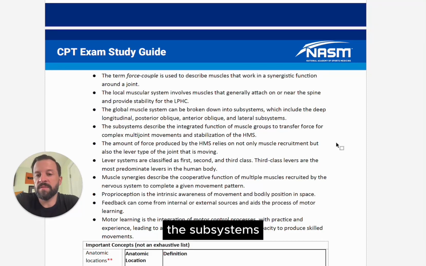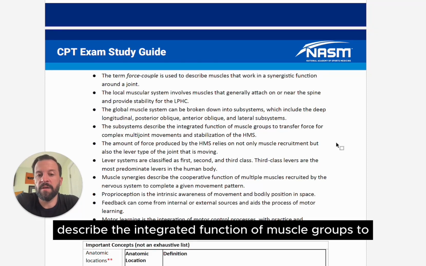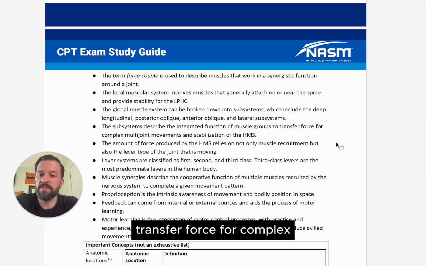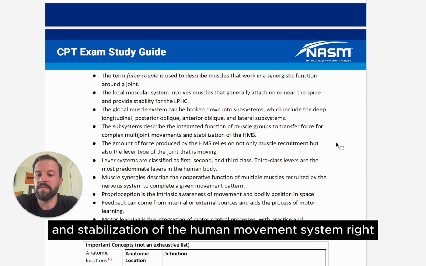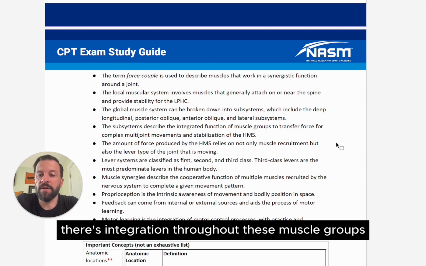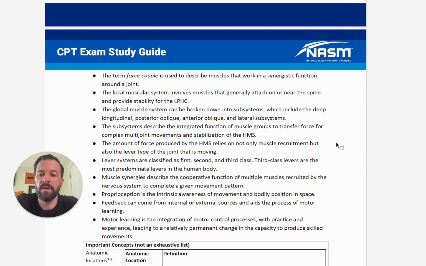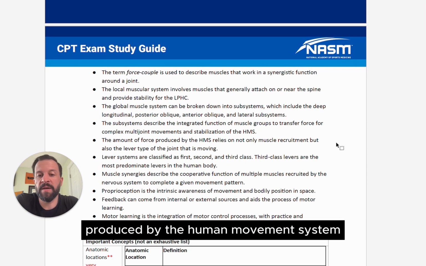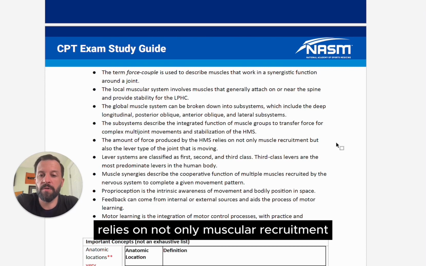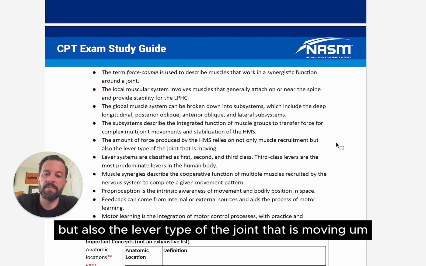The subsystems describe the integrated function of muscle groups to transfer force for complex multi-joint movements and stabilization of the human movement system, right? There's integration throughout these muscle groups. The amount of force produced by the human movement system relies on not only muscular recruitment, but also the lever type of the joint that is moving.